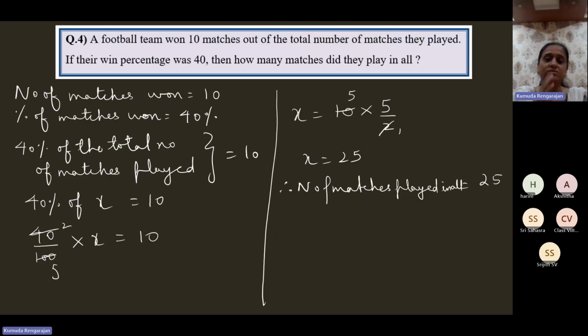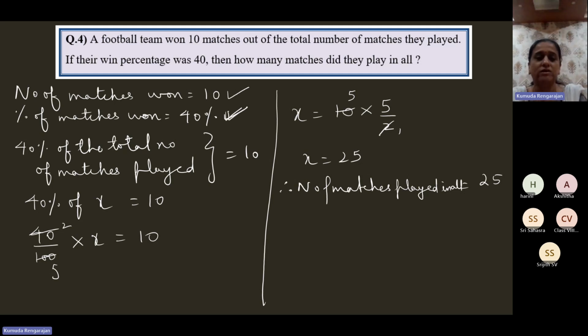Here 100% is the total number of matches played. The two parts are matches won and matches lost. Now matches won and matches lost, you can have as a percentage and a number. You can see it here. As a percentage, matches won is 40%. As a number, matches won is 10. You can have the same information in two ways, as a percentage and as a number.